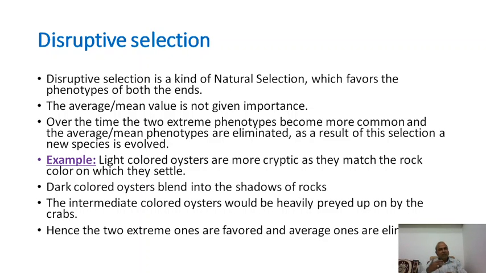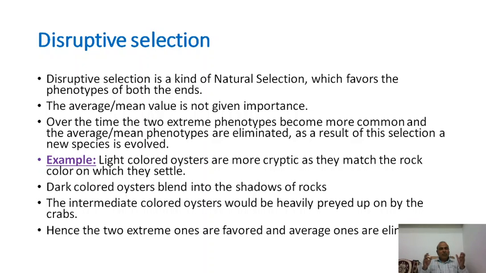This is also a pattern of selection. Natural selection does not occur all the time in only one way. It occurs depending upon the environment. It occurs in three different patterns. Disruptive selection is one of the types of patterns of natural selection. The average value or mean value is not at all given preference in disruptive selection.